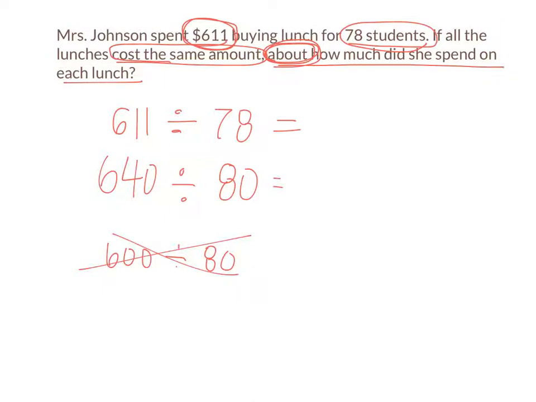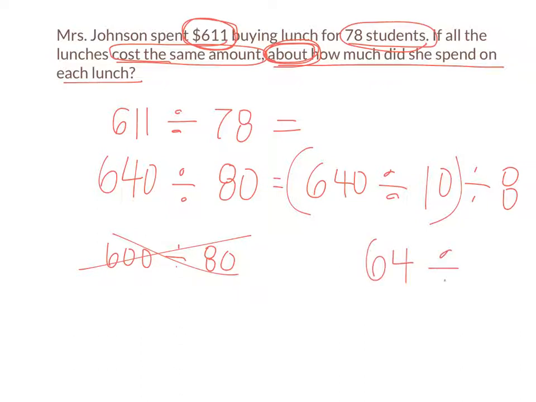We can. We can say that's the same as 640 divided by 10 divided by 8, right? And then what's 640 divided by 10? 64. And so we have 64 divided by 8, which is? 8. So they spent about $8.